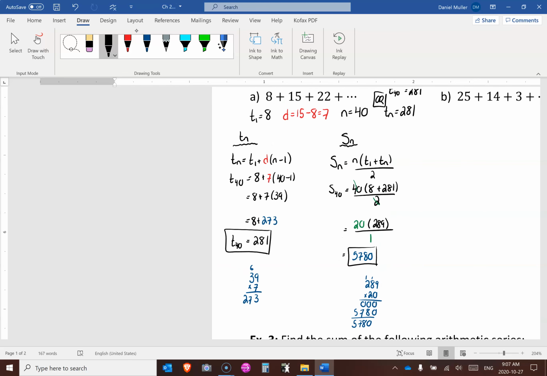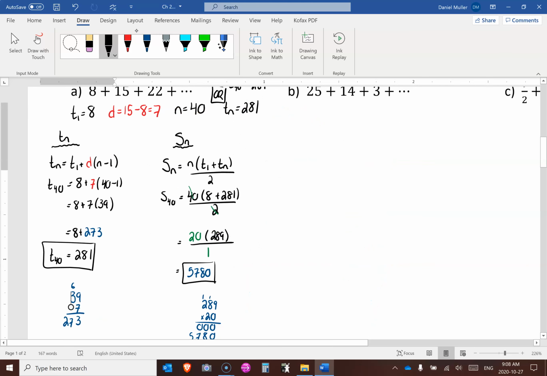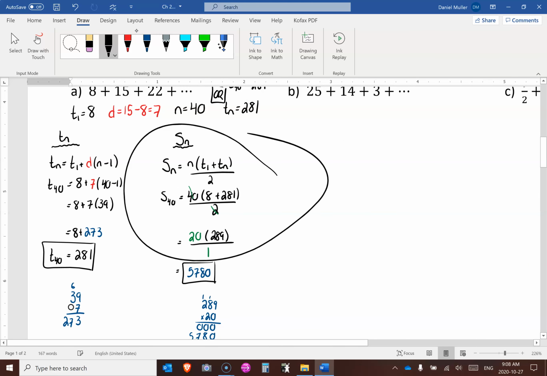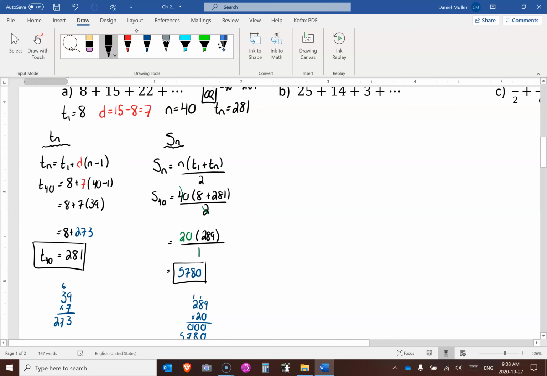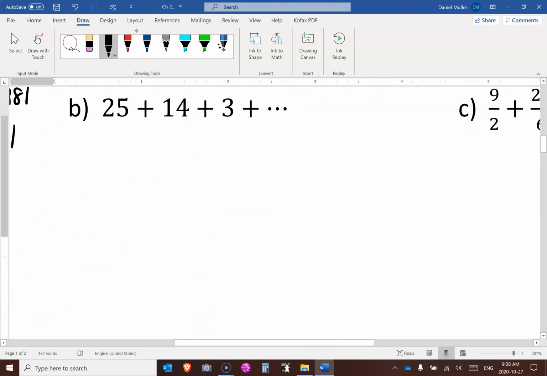So definitely a lot of work there, right? Like normally I could just plug it into my formula. However, I didn't have my last term, so I had to find my last term first, and then I could plug it into my formula. Okay, let's take a look at another one.